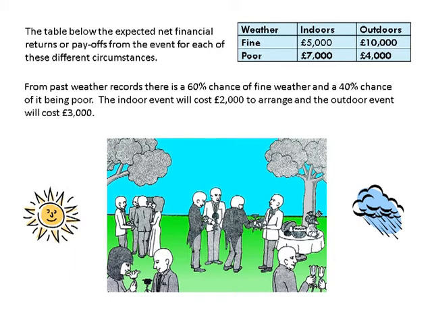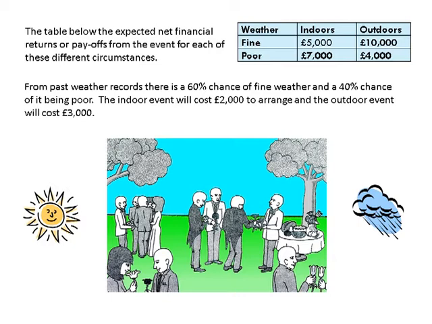Well, he's got to take into account not only these potential returns that the event might generate, but also the probability of them occurring. So he's going to look at past weather records, and according to past weather records, there is a 60% chance of the weather being fine and a 40% chance of the weather being poor. So that information is going to be useful, and I'll show you how to use that in a minute.